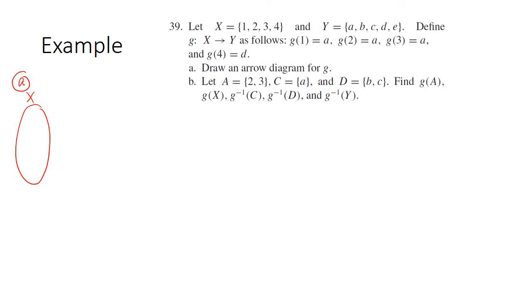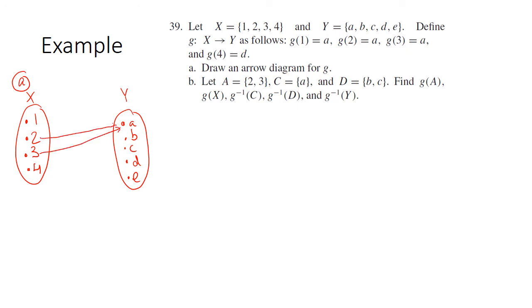So I'll let this be X, which has 1, 2, 3, and 4. And then we have Y, which has a, b, c, d, and e. Okay, and so the arrow diagram, 1, 2, and 3 are all going to point to A. And then 4 is going to point to D.